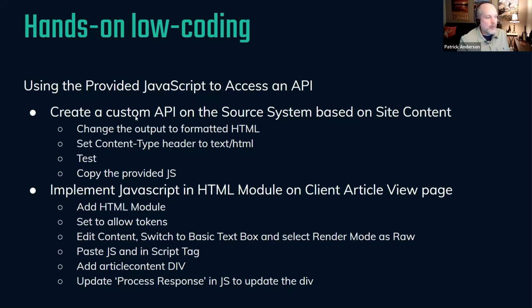So I'm going to go back to our source system and create another API that's based on the site content API. I'm going to clone it, and then we're going to output the HTML from the source system.